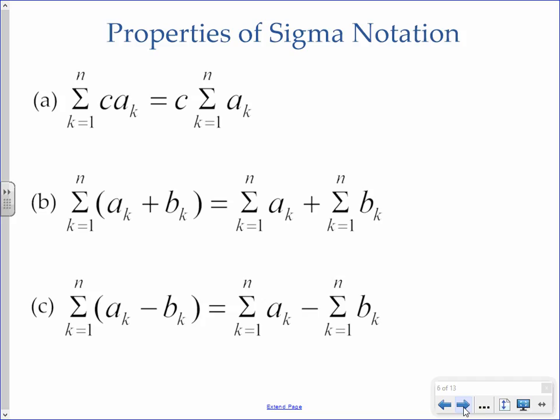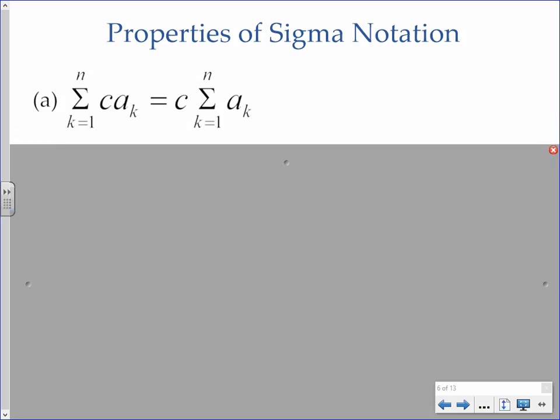So, first one. If we have a constant multiplied to our term, or to our sequence really, there's a coefficient, we can move it out in front and then find the sum before multiplying it to that coefficient.